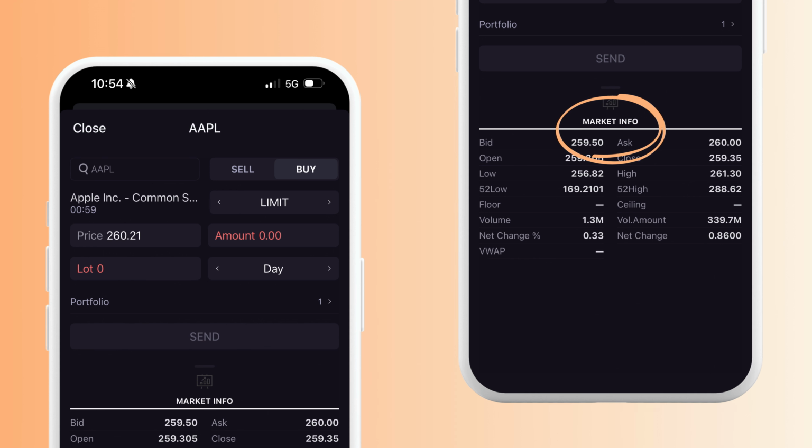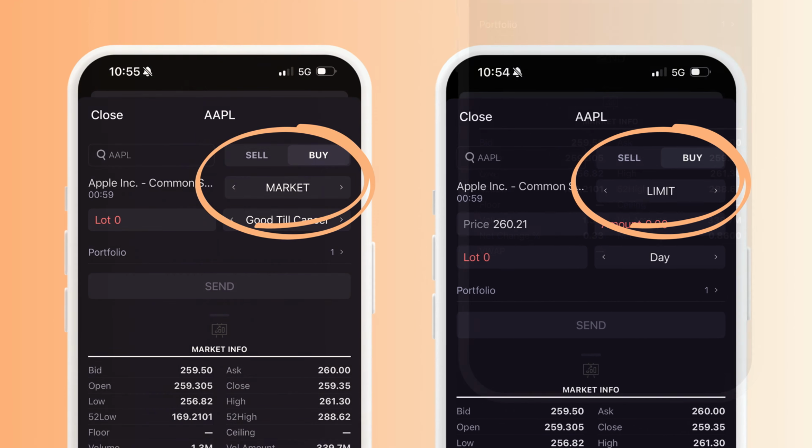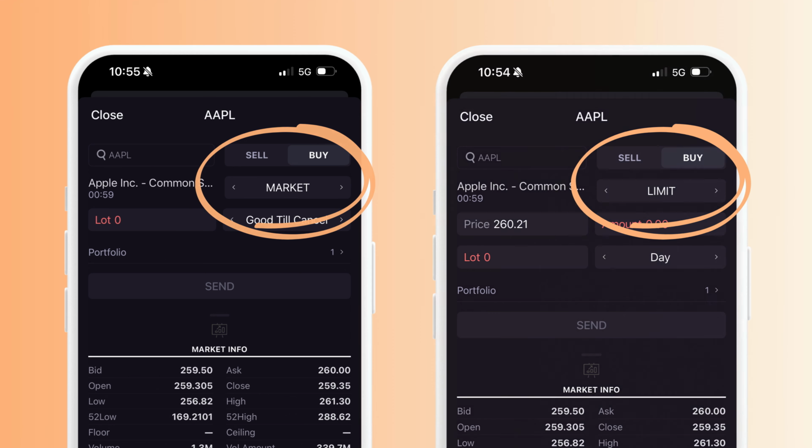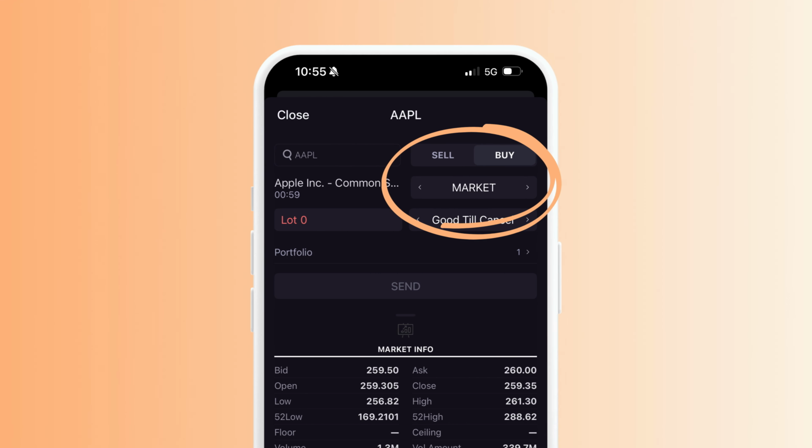Under the Market Info, you will find information on the stock, its current price, and more. Under Buy, select Market to buy at the current price, or Limit to set your own price. If you select Limit, the transaction will be completed if the seller matches your price. For this tutorial, let's select Market.